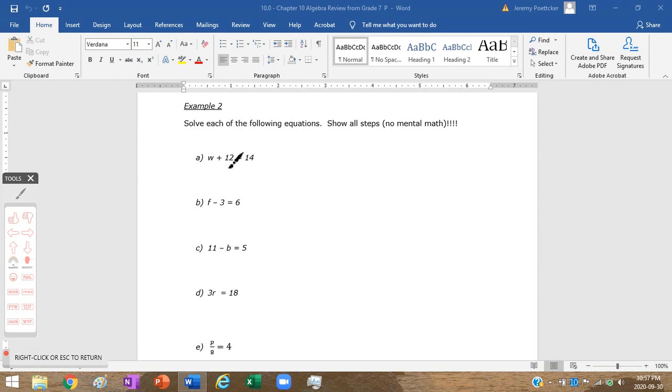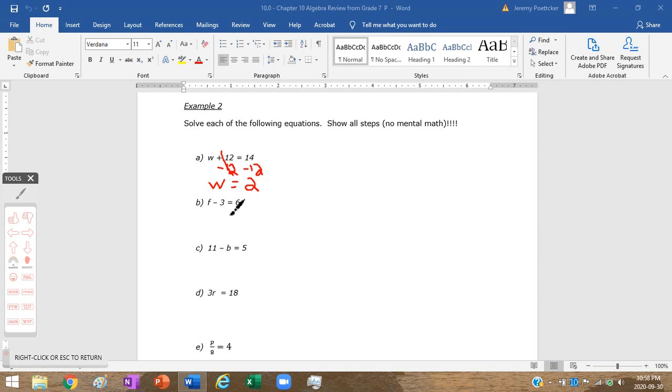So we do the opposite of what is there, minus 12. So we're adding 12 now. We're going to subtract 12 from both sides. So again, do the opposite and do the same thing to both sides. We're left with 12 minus 12 is 0, so that goes away. 14 minus 12, equal sign is still there. 14 minus 12 is 2. W equals 2. And you should be able to do that mental math-wise as sort of a check.